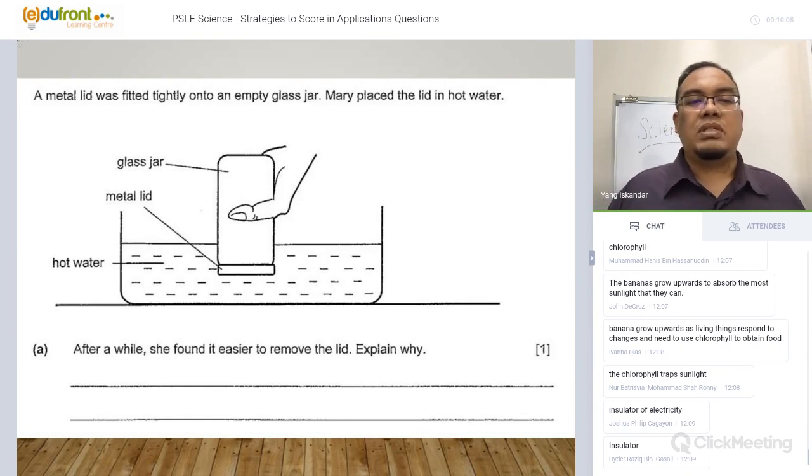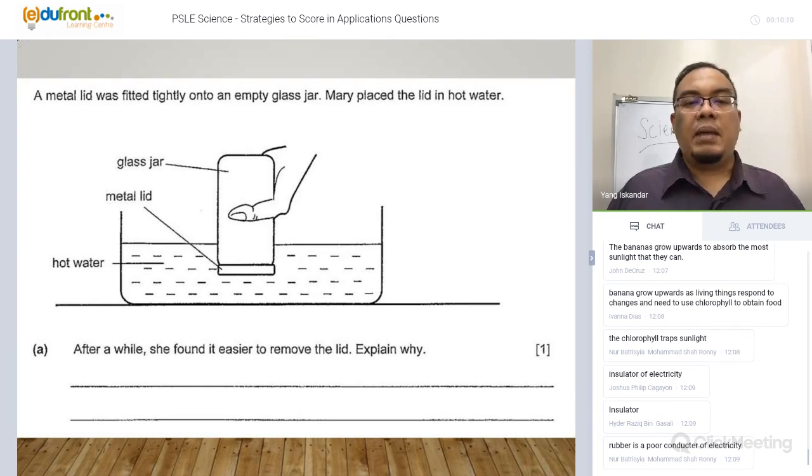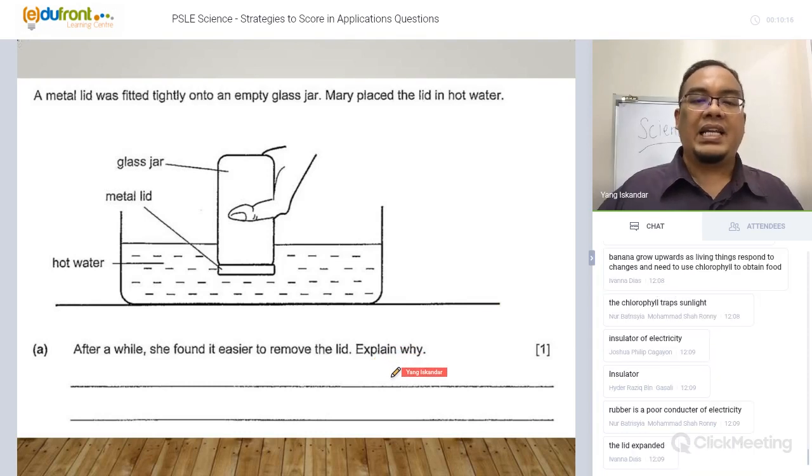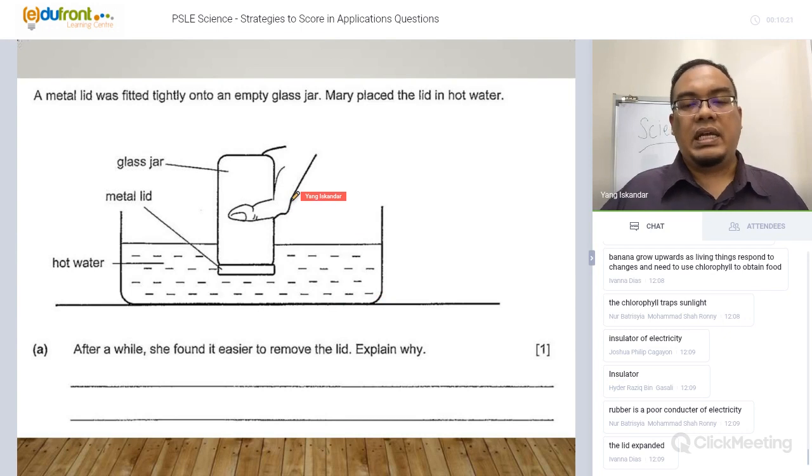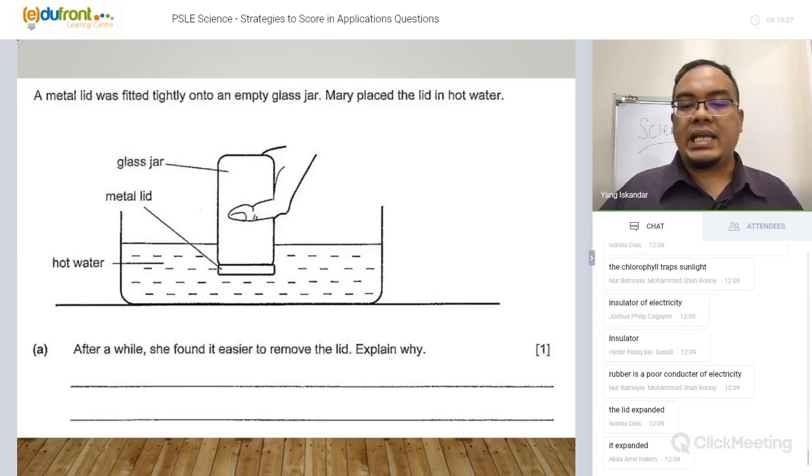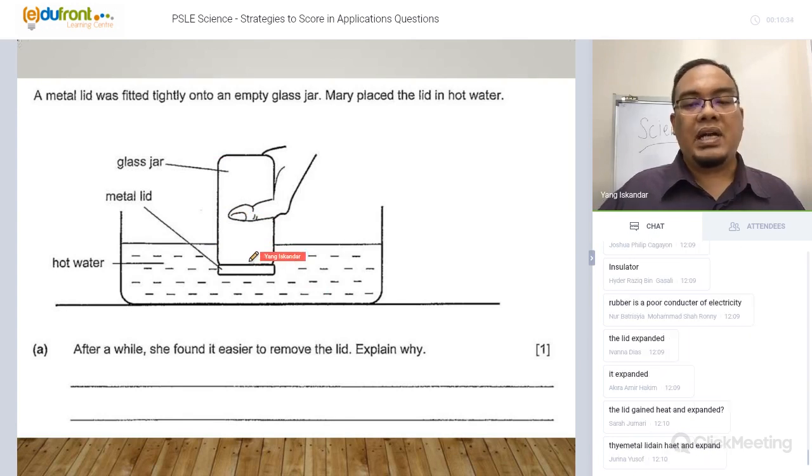A metal lid was fitted tightly into an empty glass jar. Mary placed the lid in hot water. After a while, she found it easier to remove the lid. Explain why. We will attempt this question. It seems easy, but it is not as simple as many of you may think. Quite an interesting question. Ivana said the lid expanded. However, if you look carefully, the glass jar is also in the hot water, right? So will the glass jar also expand?